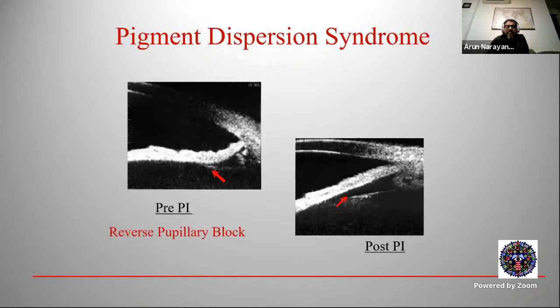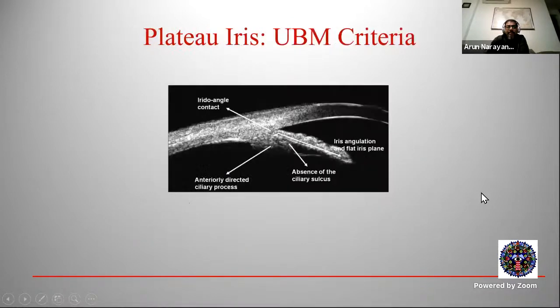In terms of pigment dispersion, again, there was a lot of information as to how the pigment is released. The conclusive evidence of iridozonular contact was established with the UBM, and subsequently some efforts were made to relieve the iridozonular contact during iridotomy, which was again demonstrated with the UBM.